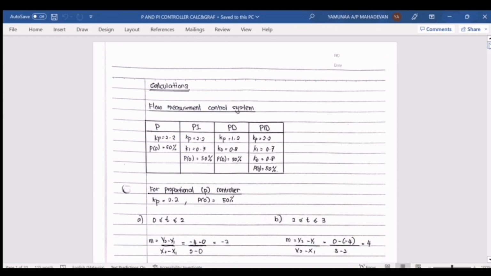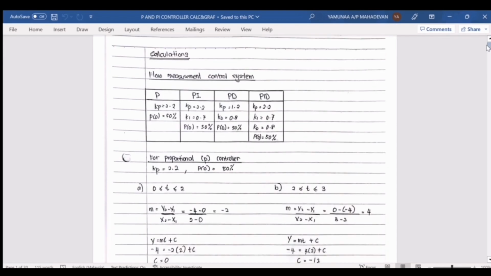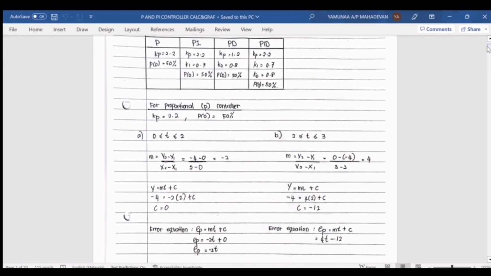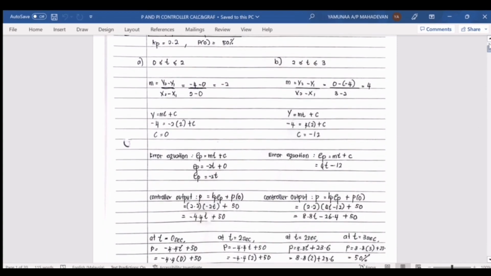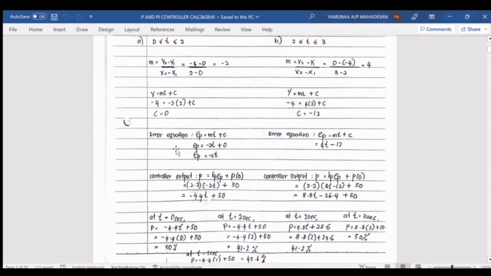For the P controller, the values are already given: Kp is 2.2 and Po is 50%. So the value of t starts from 0 and ends at 12. To find the M value, we need to use this equation, and to find the C value, this equation, followed by the error equation and the controller output to find the P value at the end.